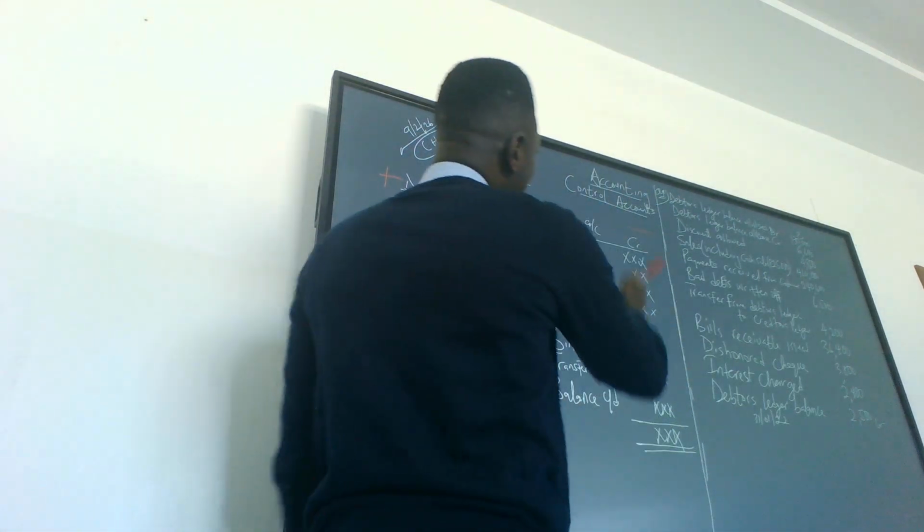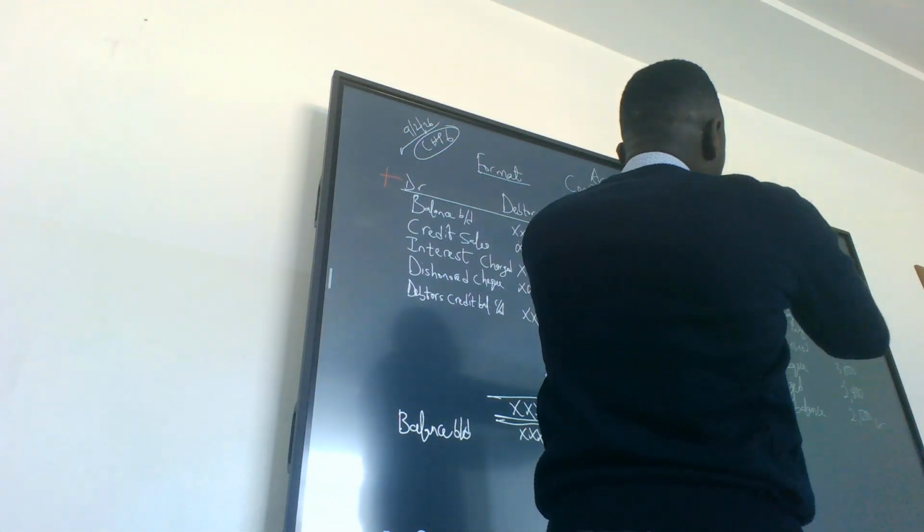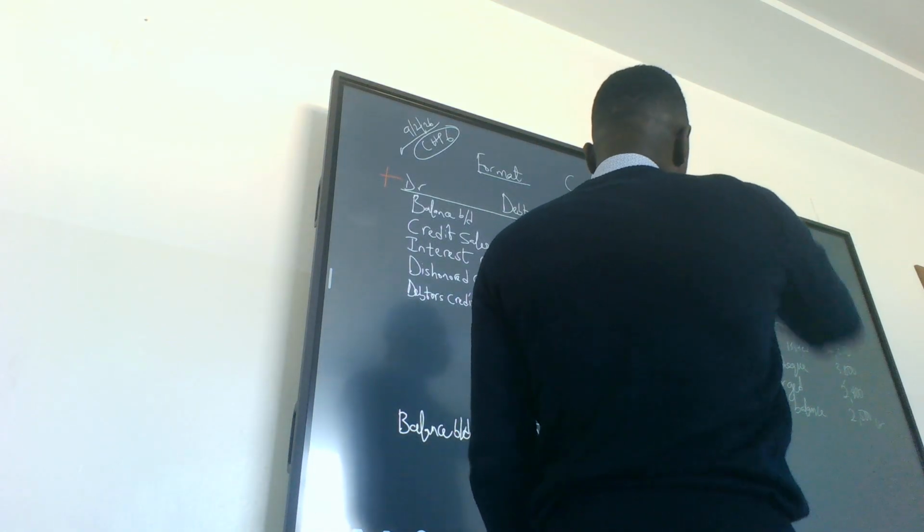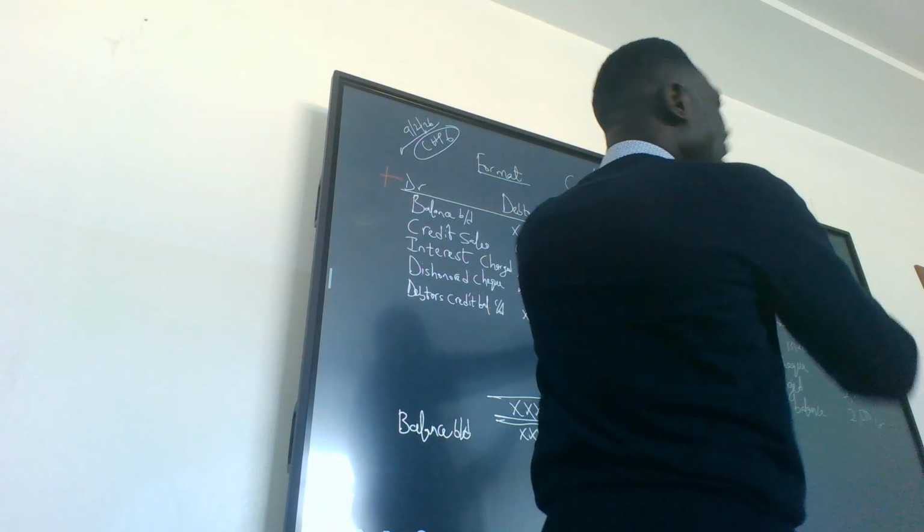So that takes us to this question. This is a debtor's control account. So we are preparing the debtor's control account. The debtor ledger balance is this. These are the amounts. So we have to prepare a debtor's control account on this item.